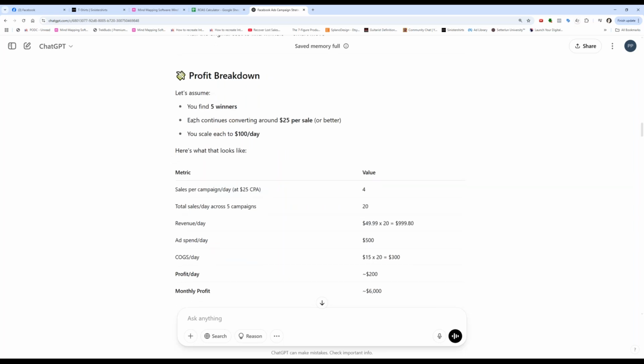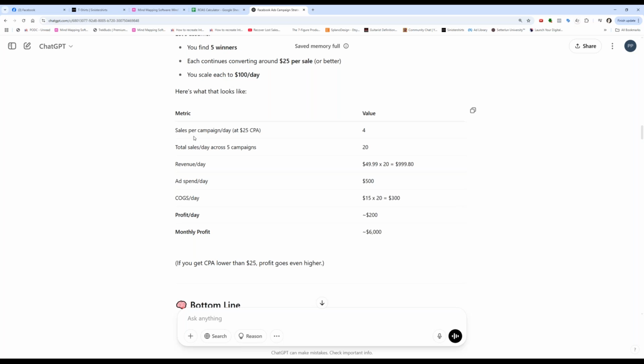So here's a profit breakdown, and I love the emojis that you use too. Let's assume you find 5 winners. Each continues converting at $25 per sale or better, and then you scale each one from 25 up to 100, which is reasonable. So here's what it looks like. Now you've got sales per day per campaign, 4 times 5 campaigns is 20. Revenue per day is just shy of $1,000. You're spending about $500 a day.